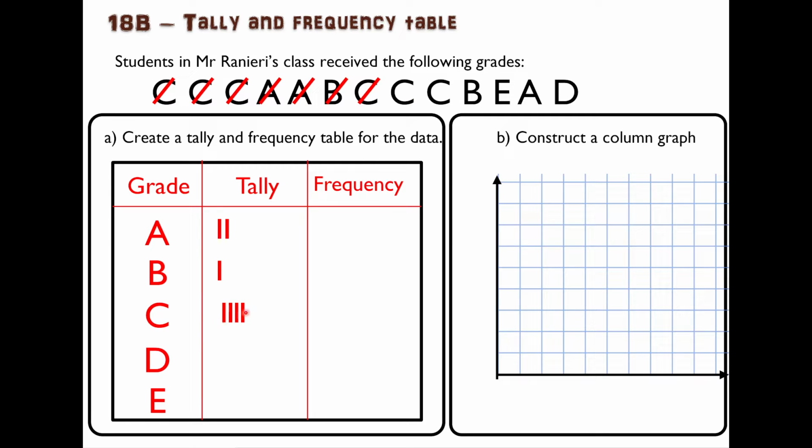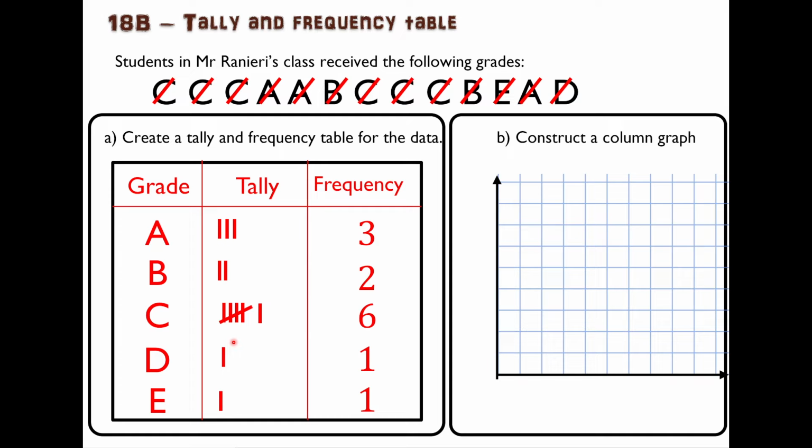When you get to 5, instead of putting a line next to it, draw the fifth line diagonally so it crosses over. That makes it easier to count groups of 5. Now I've got another C, so I can start my next one here. Every time you get to a group of 5, you cross it off. The next one is a B, and an E, and an A, and a D. Now I can count the frequency, which is how many times each result occurred. An A occurred 3 times, a B occurred 2 times, a C occurred 5 plus 1 is 6 times, and D and E occurred 1 time.